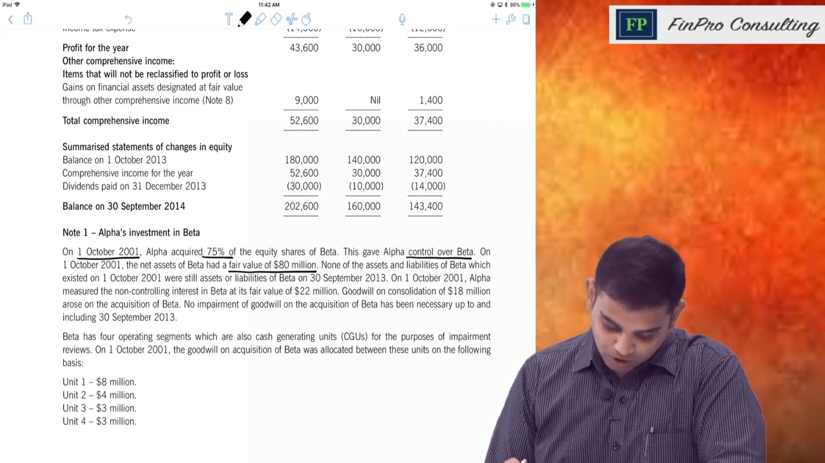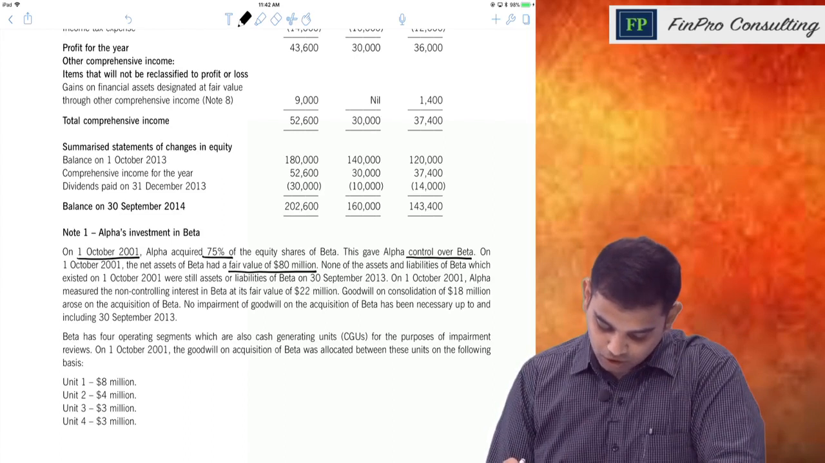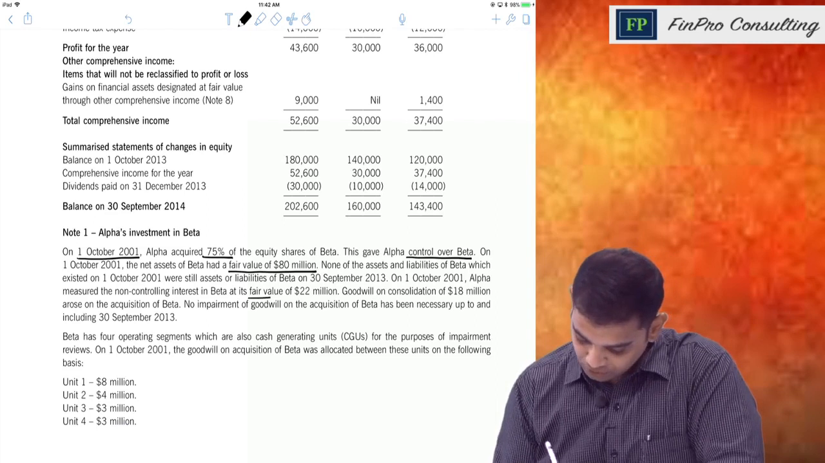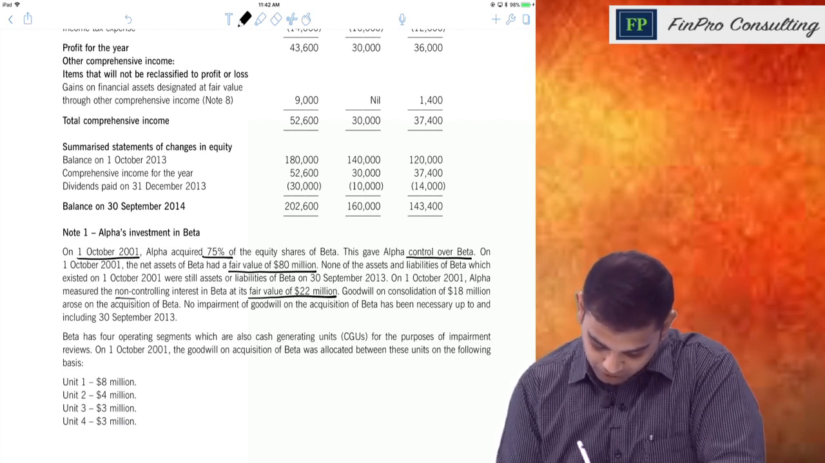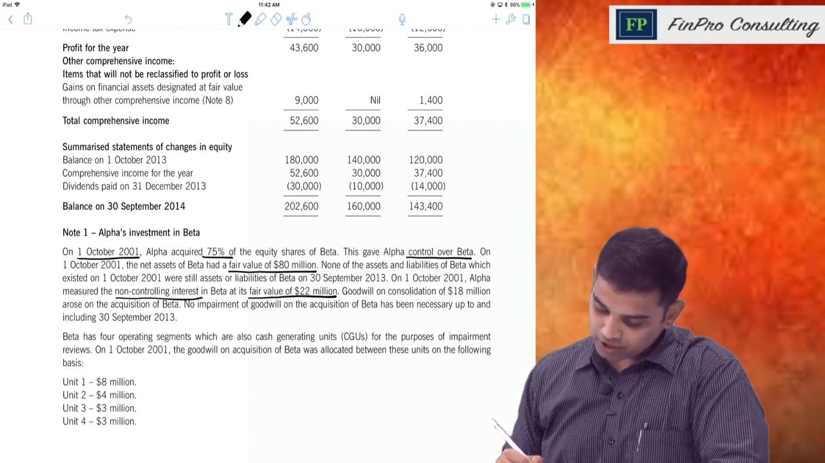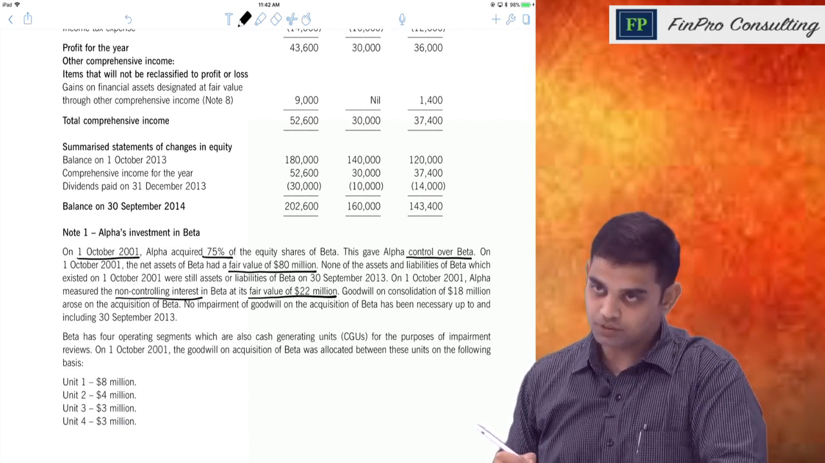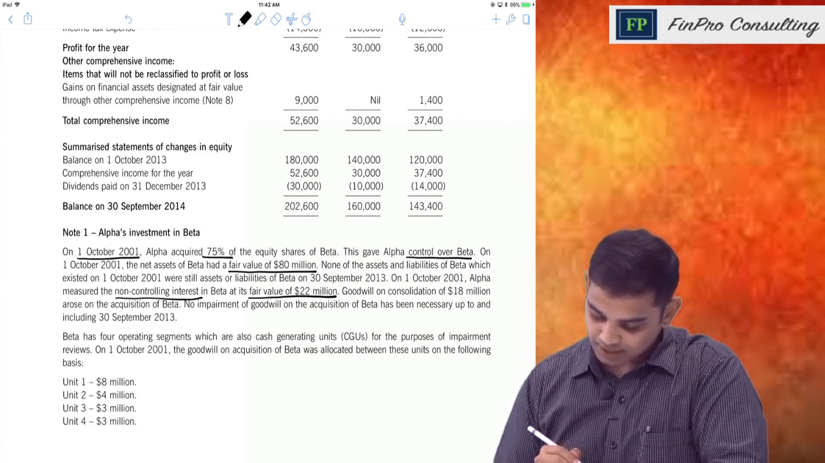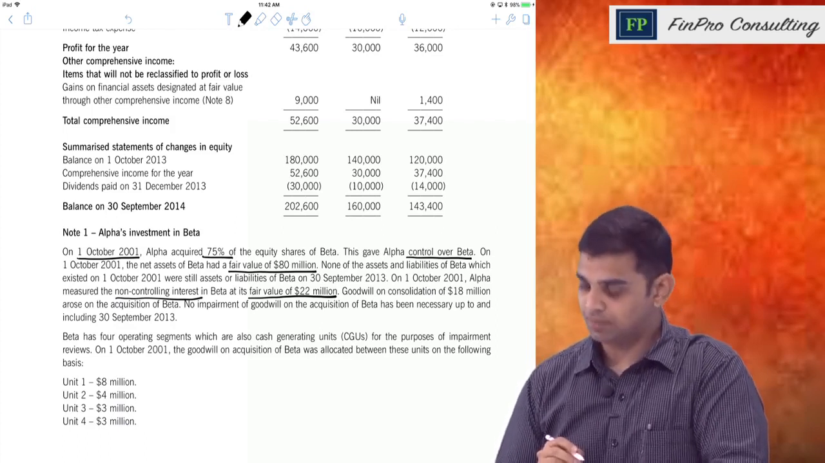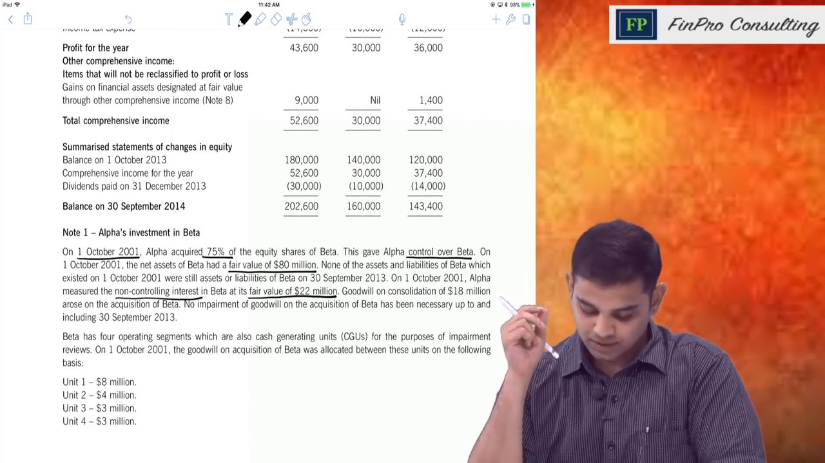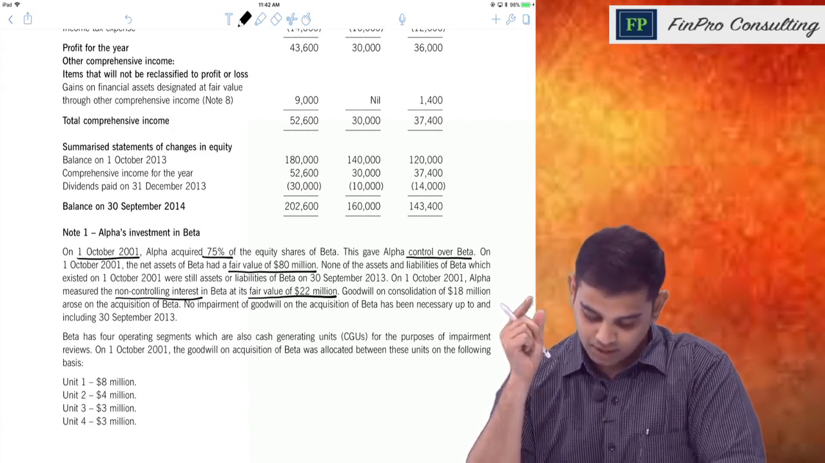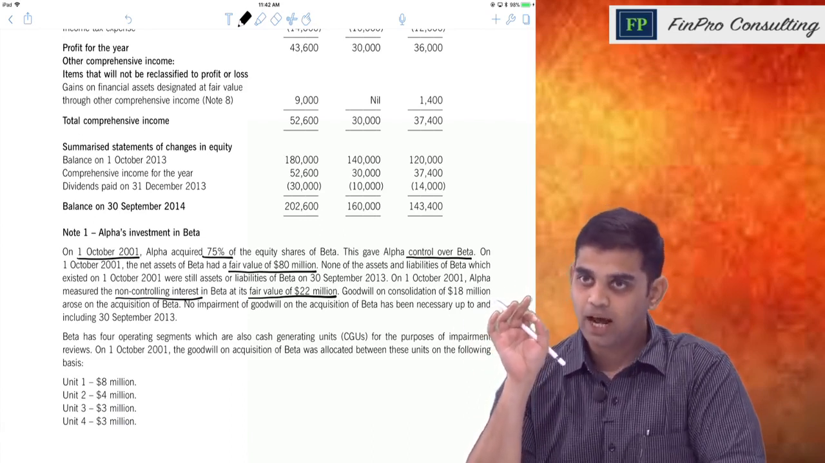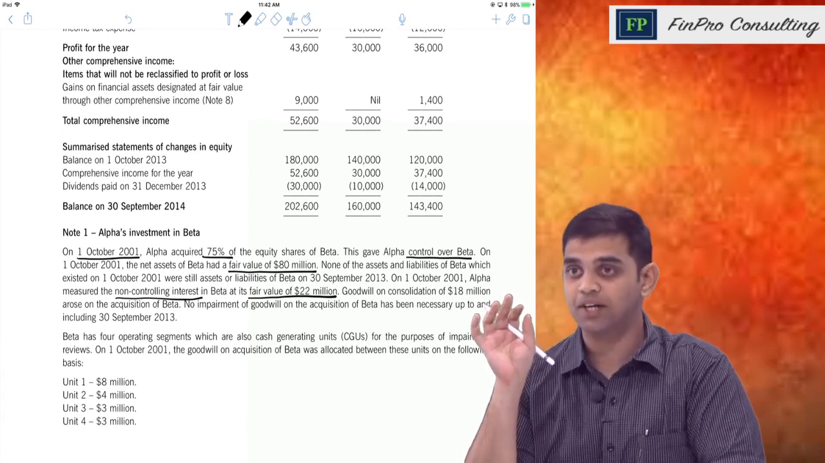On 1st October 2001, Alpha measured non-controlling interest in Beta at its fair value of 22 million. Underline fair value of 22 million, non-controlling interest. Goodwill on consolidation of 18 million arose on acquisition of Beta. No impairment of goodwill on the acquisition of Beta has been necessary up to and including 30th September. So what amounts they have given is, first of all there is a 75% stake. Then when they acquired Beta, at that point of time the fair value was 80 million and the fair value of non-controlling interest was 22 million.